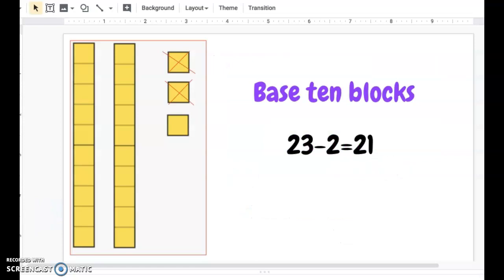You can use base 10 blocks efficiently. Here's a picture of 23 minus 2 equaling 21. 10, 20. That's the most efficient way to do it. Don't use ones for all those.